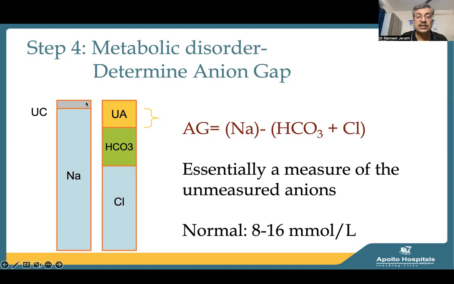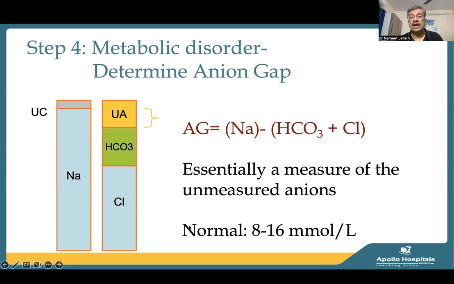There's always an electrical neutrality. And there is a difference between the measured cations and unmeasured anions, which we simplify by this equation of sodium minus the bicarb plus chloride. So these are the anions, this is the cation, and this difference is the anion gap. So there is always some anion gap, some unmeasured anions, which are there in the blood, which make up somewhere between 8 to 16 millimoles per liter, or an average of around 12 millimoles per liter.